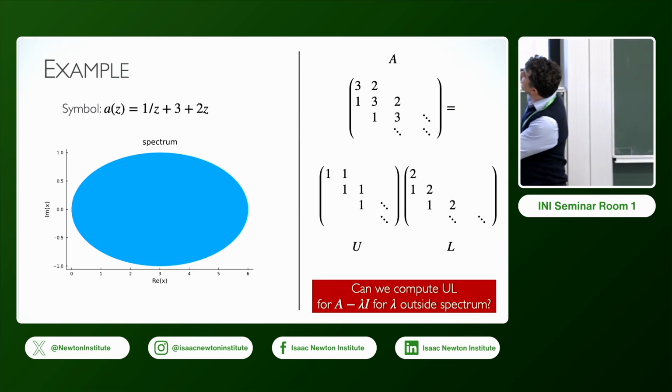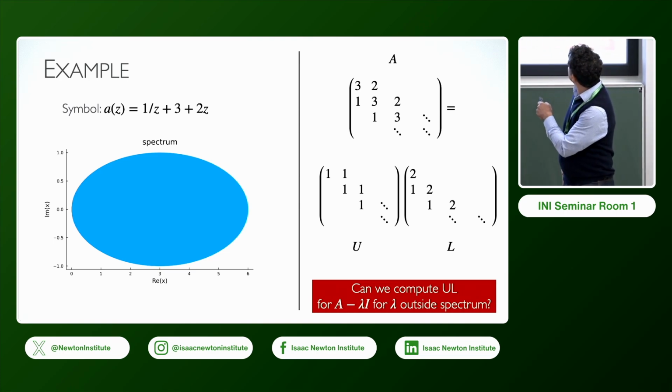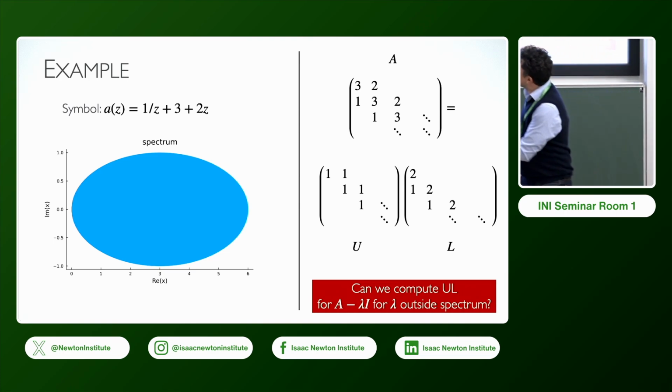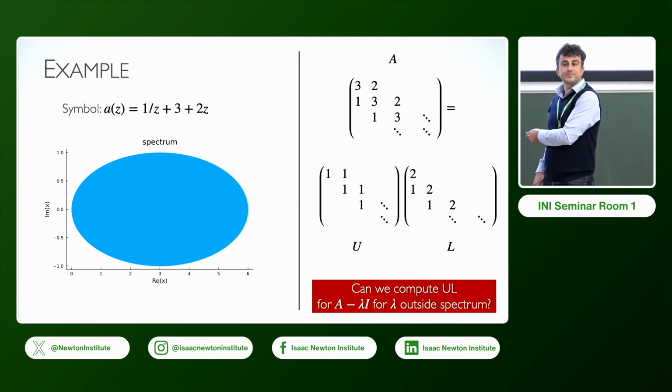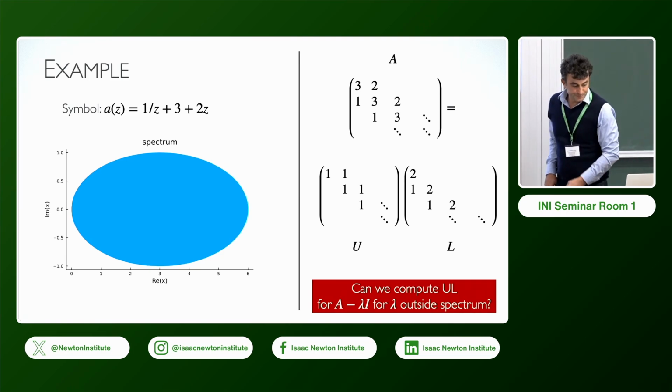Okay, so the question is, this is our symbol. We want to compute the UL. This is a particularly degenerate example because we're right on the edge of the spectrum. But the UL decomposition is still well defined.